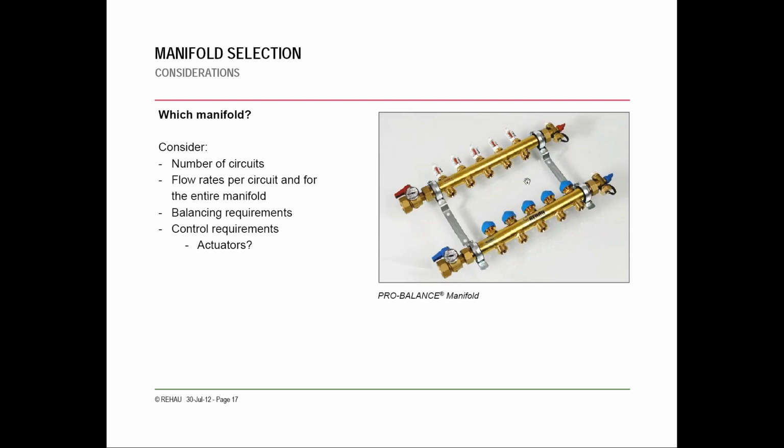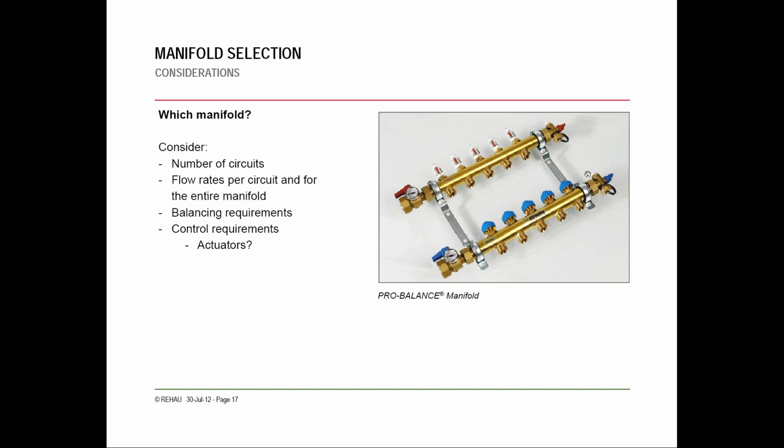Manifolds will depend on the number of circuits. They might also have different diameters based on the amount of flow rate that you have, so that'll be determined by your design. And then, as it alludes to here, balancing requirements and control requirements, how fancy a manifold and how fancy controls you use, will definitely depend on the job.